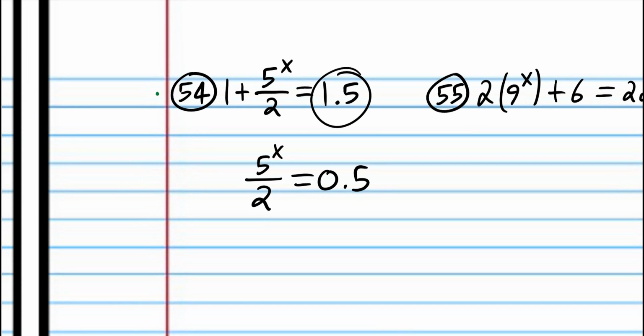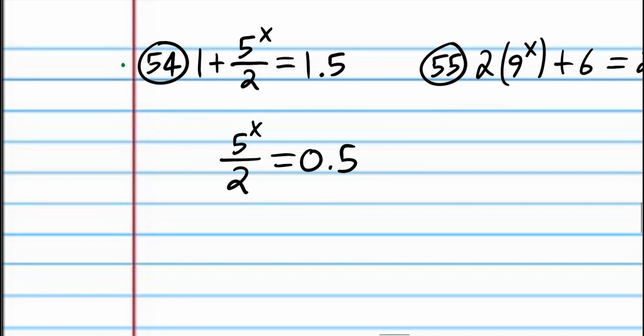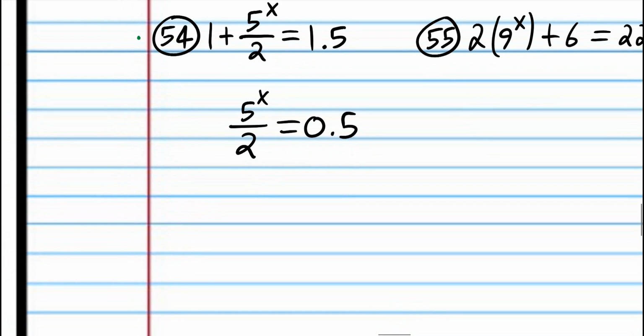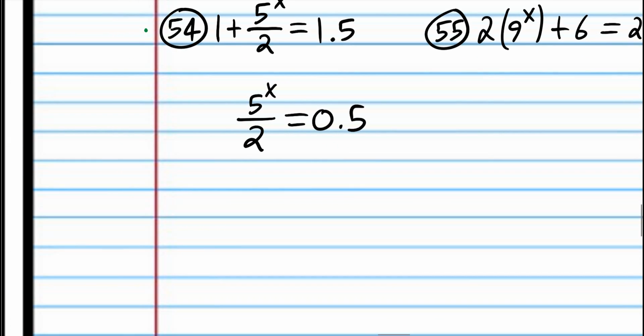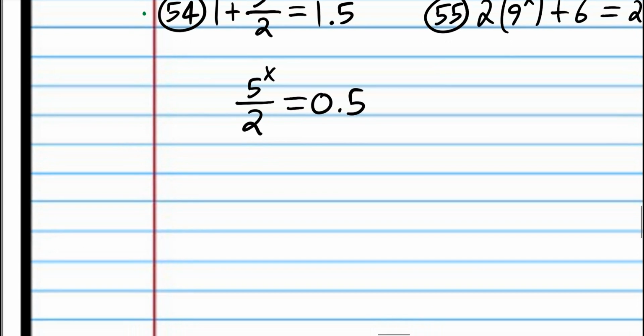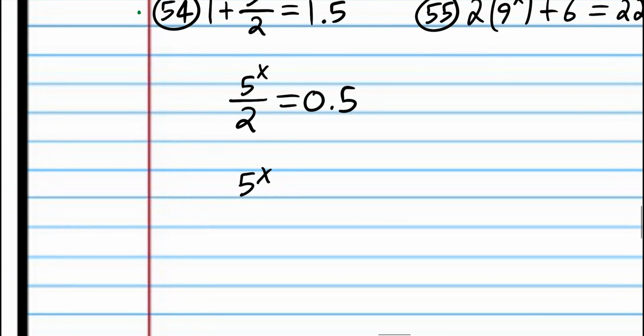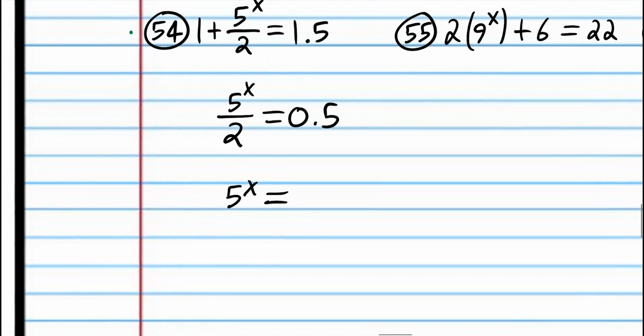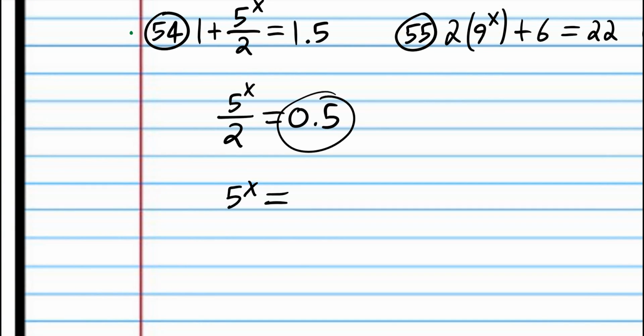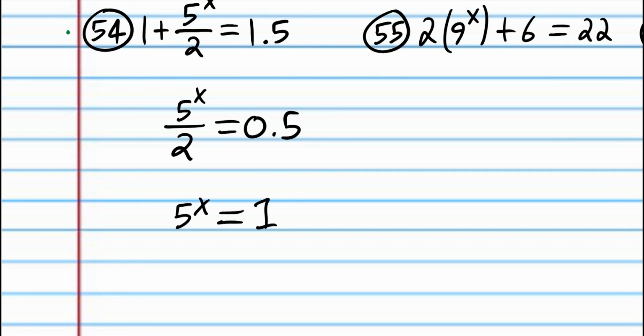(1.5) minus 1 is 0.5. You really shouldn't need the calculator for that, but if you used it, that's okay. But this part, you might need the calculator. We're going to multiply both sides by 2. Why? Because this is 5 to the x power divided by 2. If you want to get rid of the 2, we have to do the opposite of division, which is multiplication. Again, this is just basic algebra. And 2 times 0.5, if you do that in your calculator, you get 1. But again, this is just 1/2, so if you multiply it by 2, obviously you're going to get 1.